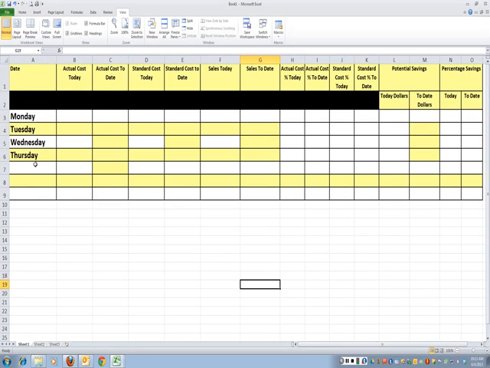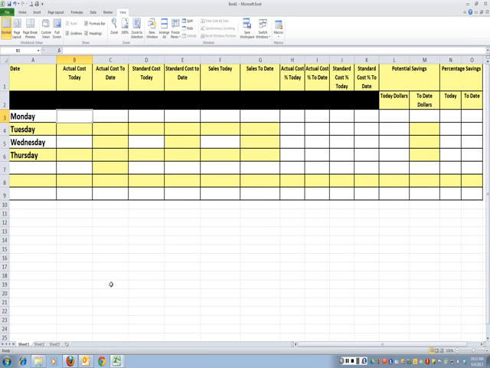It's basically a 4-day actual versus standard food cost. I'm going to be typing in the information as I go, so if you have a chance to look at it, you can see where I'm extracting information. The first thing you have up there is, for each day, an actual cost for today, a standard cost for that day, and then a sales amount for that day.